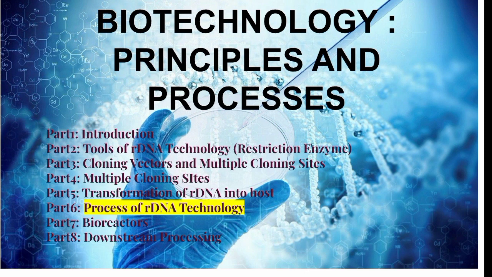So let us start with the process of rDNA technology, once we have already known the tools which are required. I have the restriction enzyme, I have the host cell, I have the plasmid which consists of ORI and selective markers. I know how I will go about selecting the recombinants. All this has been discussed earlier. So now this is the time for the process and the procedure.